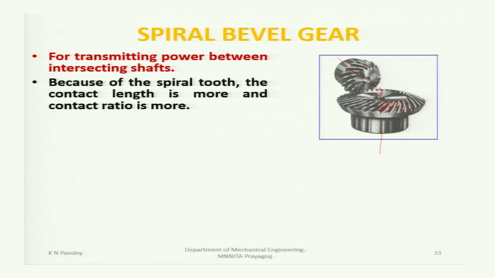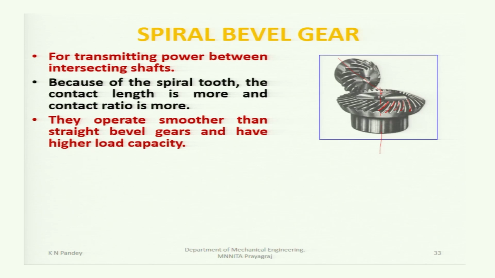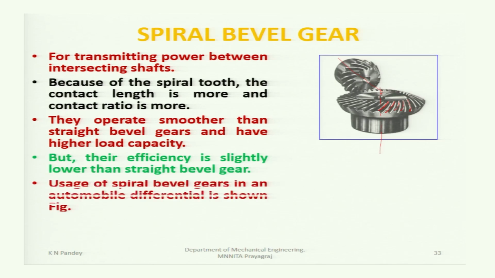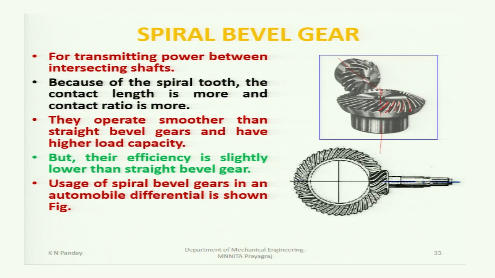Because of the high spiral tooth, the contact length is more and the contact ratio is more. They operate smoother than straight bevel gears and have higher load carrying capacity, but their efficiency is slightly lower than straight bevel gear. Spiral bevel gears are used in an automobile differential as shown here, the spiral bevel gear.